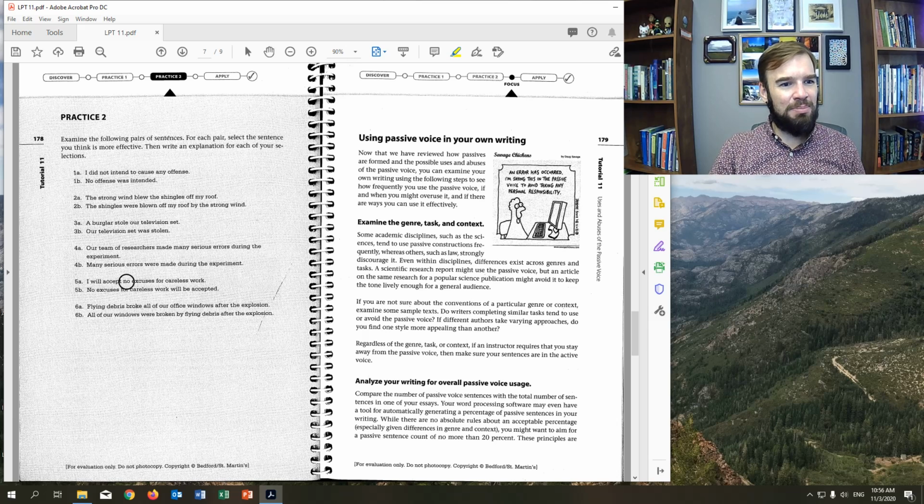5a, I will accept no excuses for careless work. 5b, no excuses for careless work will be accepted. And 6a, flying debris broke all of our office windows after the explosion. 6b, all of our windows were broken by flying debris after the explosion.